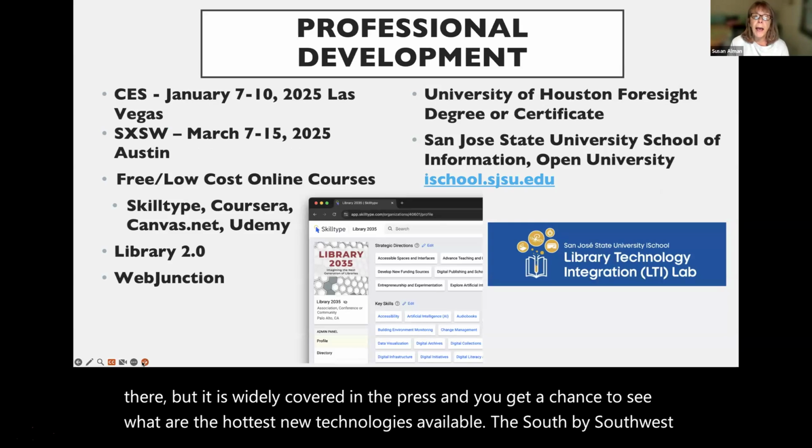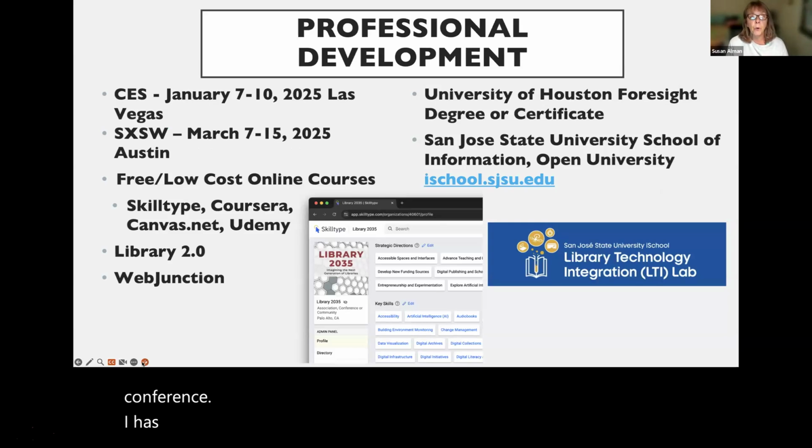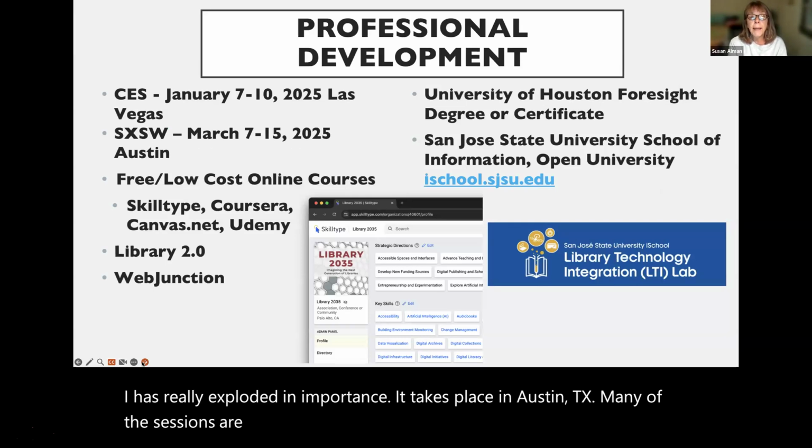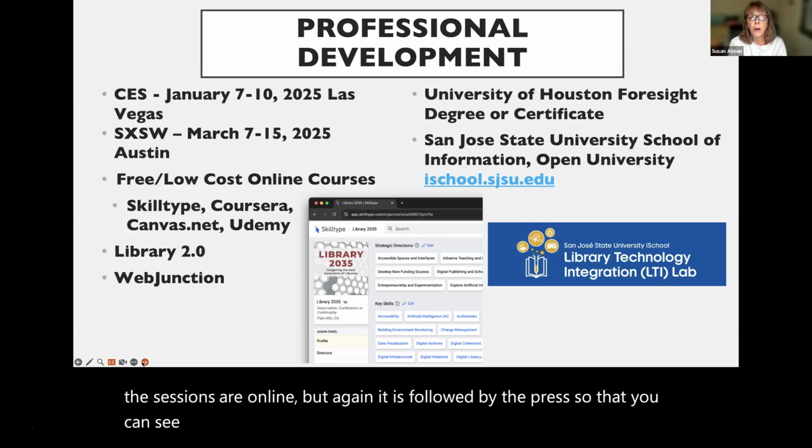The South by Southwest conference has really exploded in importance. It takes place in Austin, Texas. Many of the sessions are online. But again, it is followed by the press so that you can see what is going on there. March 7th through the 15th.